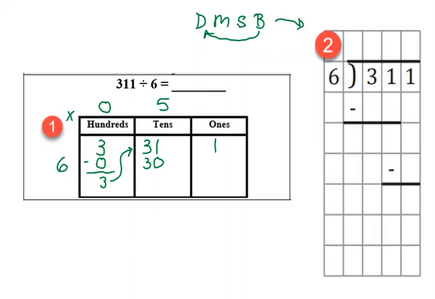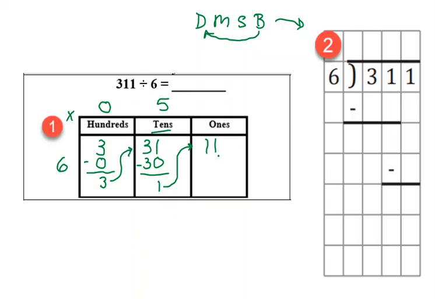Okay, we just multiplied. Now we're going to subtract. 31 take away 30 leaves us with 1. We're going to take that 1, it's really 1 ten, and we're going to put it right there. It's in the tens column, so that's 1 ten, and that equals the same thing as 10 ones. We can put that 10 ones right here, plus that 1 that was already there, and that makes 11 ones. All right, now we need to figure out something times 6 that's close to 11 without going over.